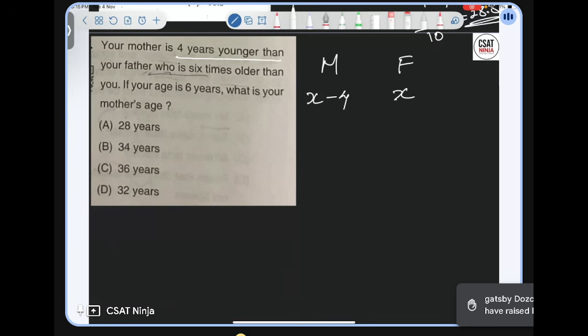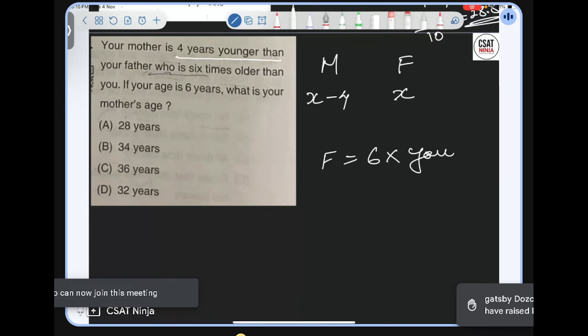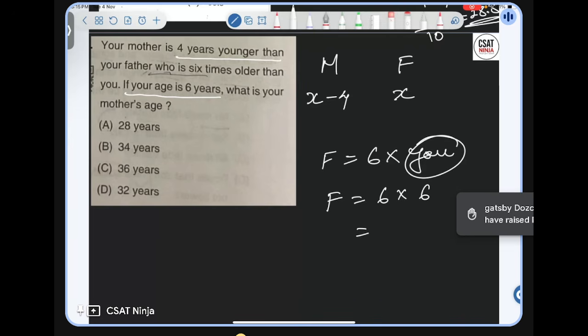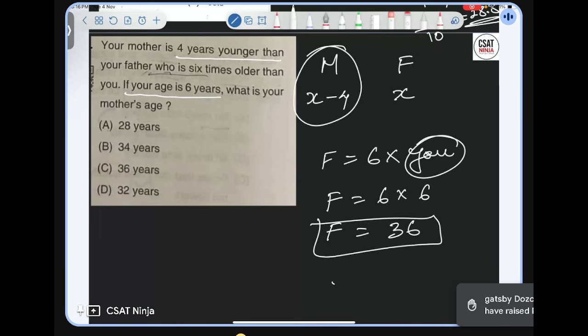That's the first thing. The next thing is, your father is 6 times older than you. But the question says your age is how much? If your age is 6 years, then your father's age will be 6 sixes are 36. So your father's age is 36, and we know that your mother's age is 4 years younger. So 36 minus 4, which is equal to 32. So your mother's age will be 32, which is option B there. Are we okay with this? Shall I move on? Next.